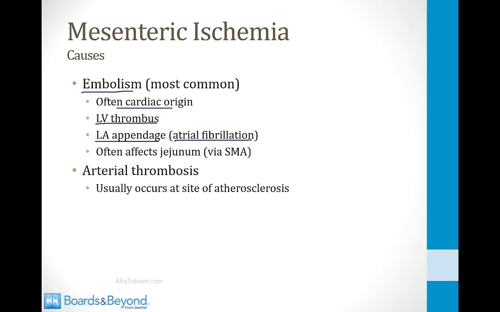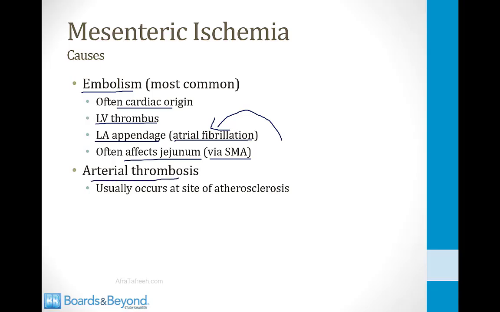And a classic board question is someone with belly pain from ischemic colitis, and they ask you what you should check next. And you look for something that has to do with the abdomen, but in fact you should order a test to check the heart for atrial fibrillation. And these clots from the heart tend to affect the jejunum the most. That's because they tend to go to the SMA and lodge in branches of the SMA that supply the jejunum. Second reason that people can potentially get mesenteric ischemia is from arterial thrombosis.